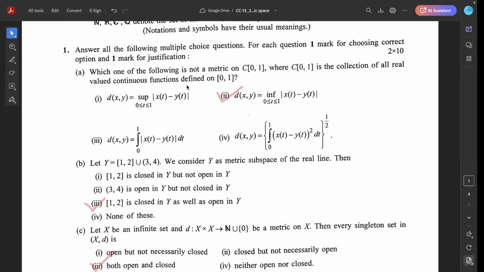Which one of the following is not a metric on C[0,1], where C[0,1] is the collection of all real-valued continuous functions defined on the closed interval [0,1]? This one is not a metric: d(x,y) equal to the infimum over 0 ≤ t ≤ 1 of modulus of x(t) minus y(t).